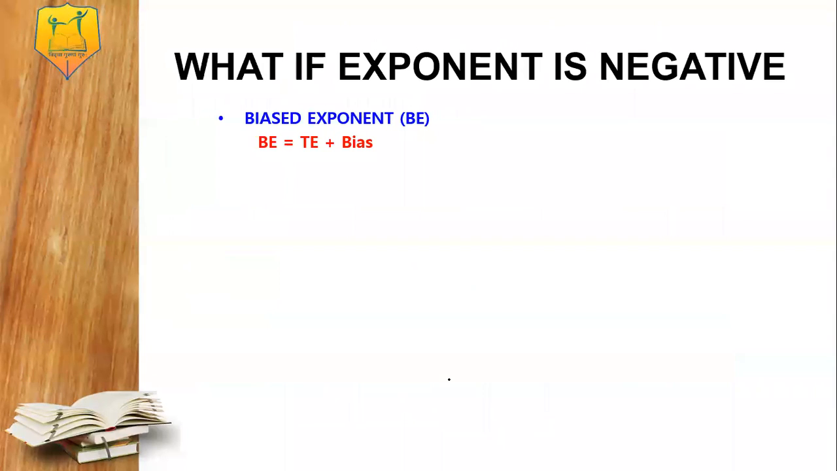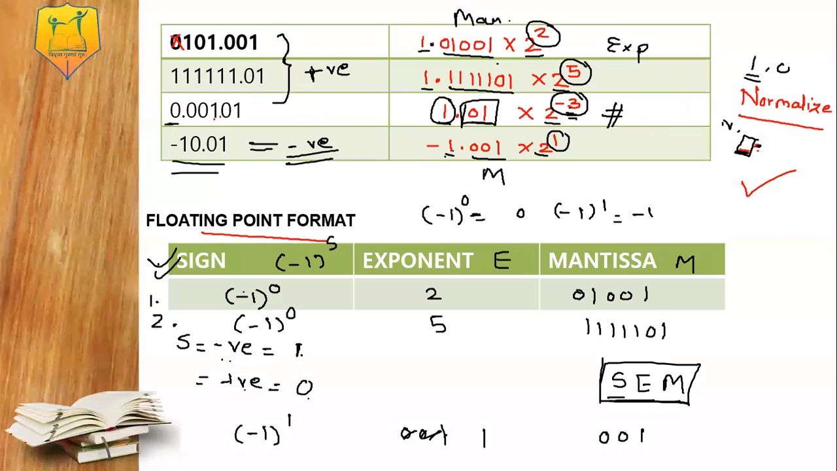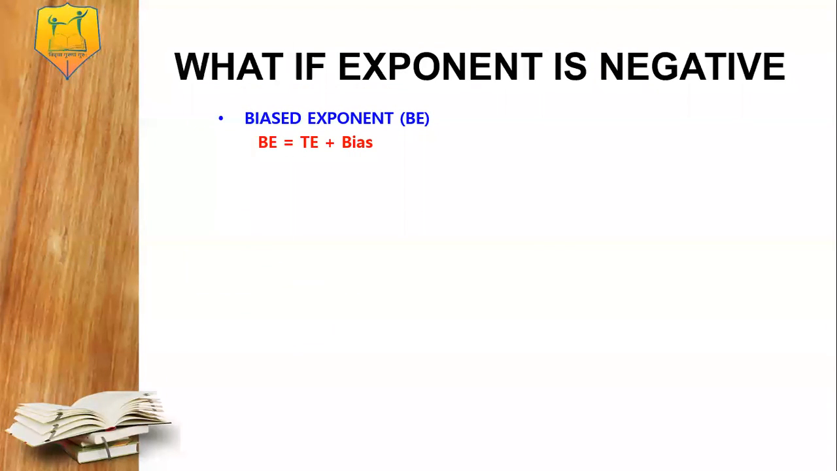Okay, now see the exponent, what if the exponent is negative? This is the important concept, because once you know it, the later concepts are very easy, guys. There is no need to take a headache every time. Whatever exponents we have been storing until now, like this, the 2, 5, 1, that was a positive exponent, but what about this negative exponent? The exponents we were storing until now are known as the true exponent, what you get after normalization, known as TE.